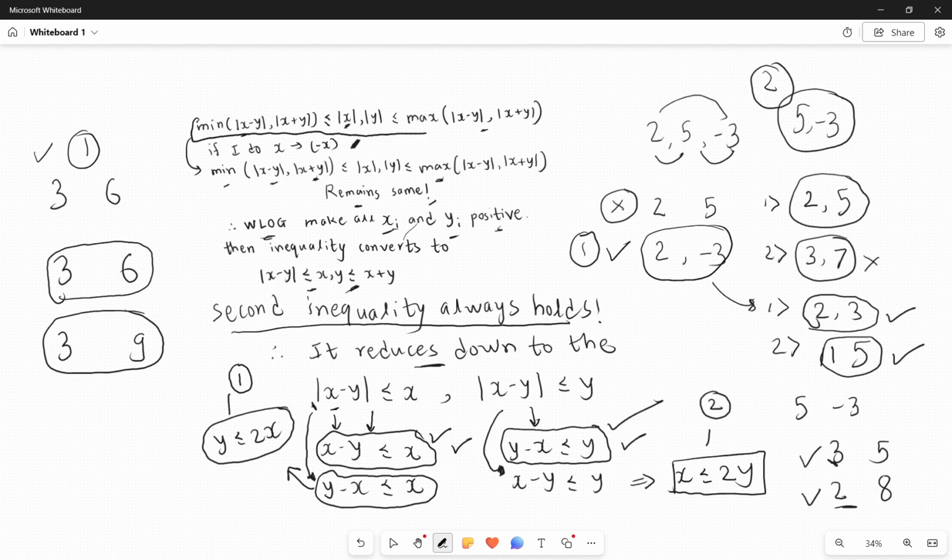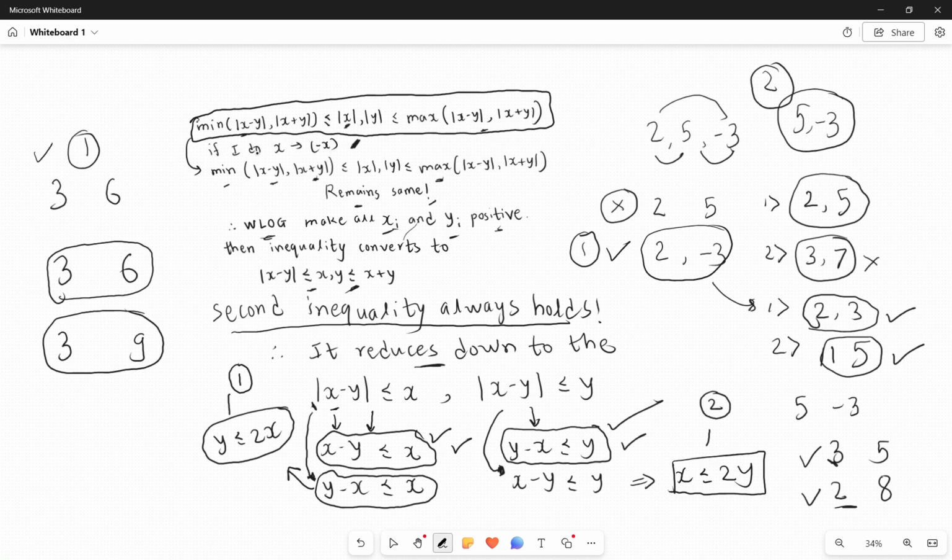Writing it down mathematically would be something like this: minimum of mod of x minus y comma mod of x plus y should be less than or equal to mod x comma mod y, which in turn is less than or equal to max of mod of x minus y comma mod of x plus y.